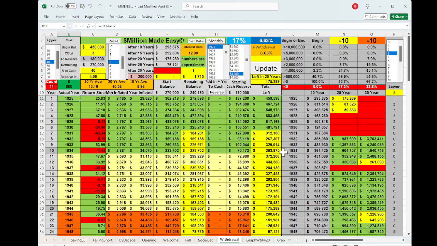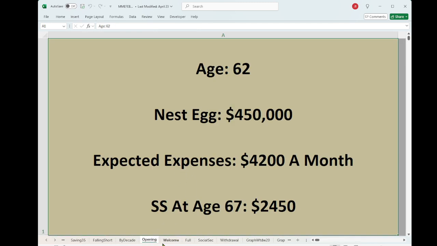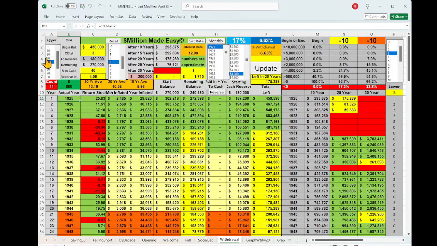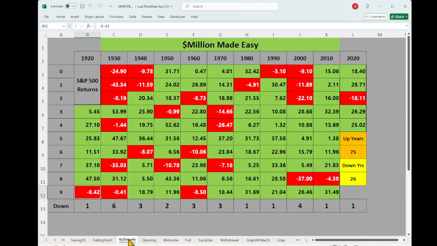Now, what could we do differently? Watch what happens if we do one simple thing. Remember, we looked at the importance of your asset allocation. Watch what happens if I just change it to a 70-30 split. 70% in the S&P 500, so you can gain from these really good returns, because most of the time, in fact, 75% of the time, the returns are up in the stock market. 25 or 26% of the time, they're negative.